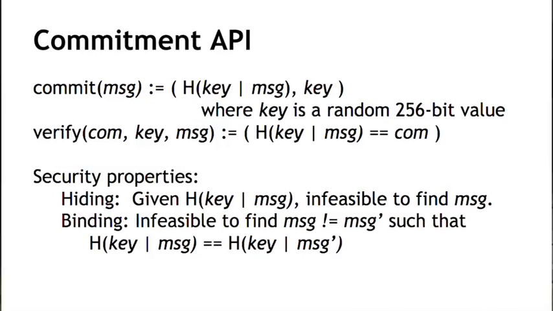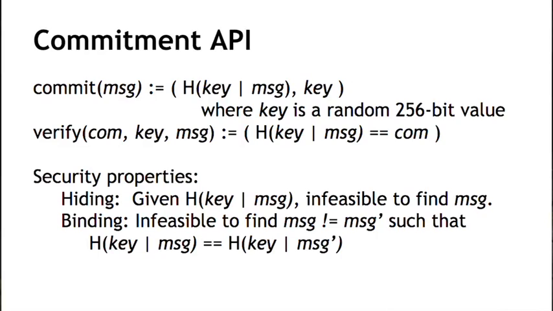Well, first we need to talk about how we're going to actually implement commitments. And the way we're going to implement commitments is like this. In order to commit to a value message, we're going to generate a random 256-bit value and call it the key. And then we're going to, as the commitment, return the hash of the key concatenated together with the message. And as the key value, we're going to return the key. And then later, to verify, someone is going to compute this same hash of the key they were given, concatenated with the message, and they're going to check whether that's equal to the commitment that they saw. Okay, so this is a way of using hash functions both in the commitment and in the verification.